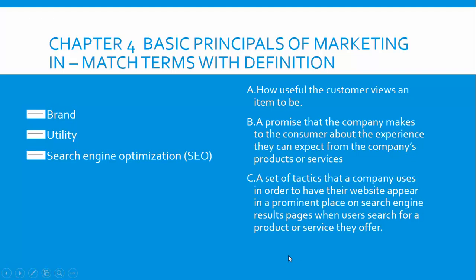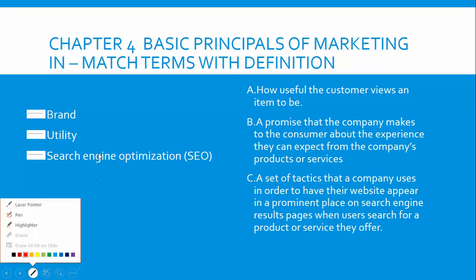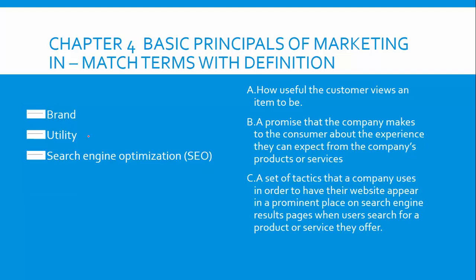So these are some basic terms, and let's just do a quick review. So these are the 3 vocabulary terms. These are the 3 definitions. Let me just put some color on here so we can match them. A promise that the company makes to the customer or to the consumer about the experience, that's going to be our branding. How useful the customer views an item to be, that's our utility. And then the set of tactics that a company uses in order to have their website appear in a prominent place, that's going to be the search engine optimization. So those are some vocabulary terms. Also a good thing for you to have for your quiz.